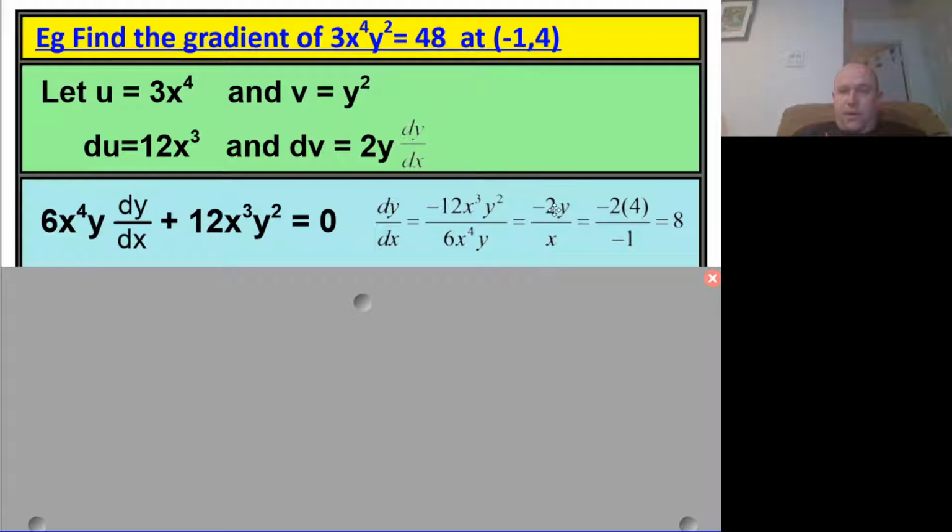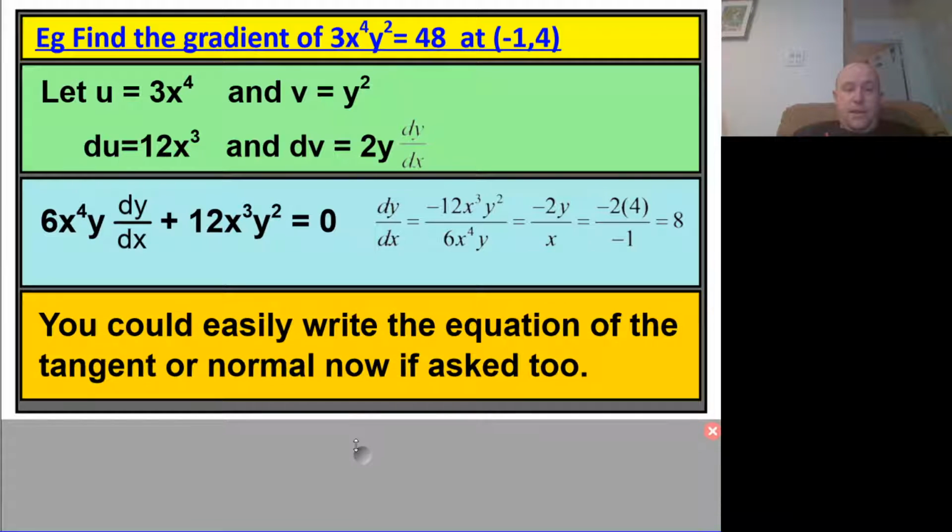If we simplify, it just makes it a little bit easier to substitute, and then we just plug in our values for x and y, and a value of 8, and that's it actually. You could easily be asked to write the equation of the tangent or the normal now, like you did in the last section, but for right now, that would actually work for that question.